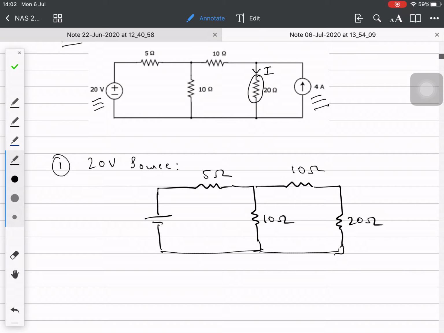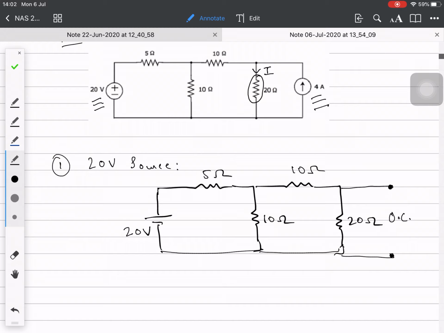Okay, now this is the part where the current source is supposed to be there, but since we are removing the current source, if you remember the steps of the superposition theorem that we discussed in lecture 1, we will replace the current source or any source with its internal resistance. Now for a current source, the internal resistance is infinite. That means we are going to replace the current source with an open circuit. Open circuit means you have broken the circuit, right.